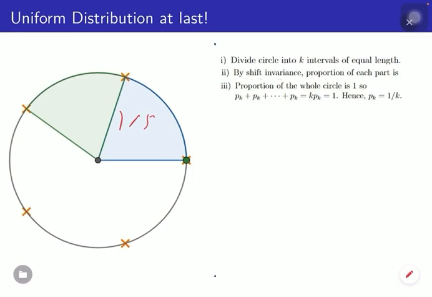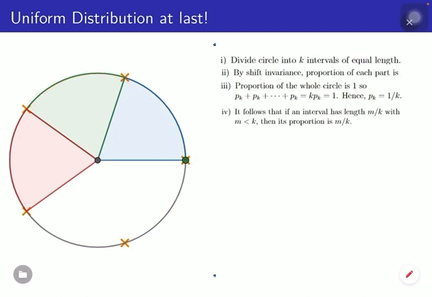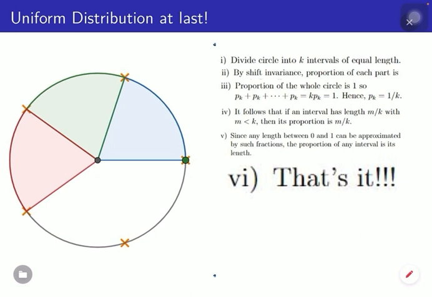But now what about the proportion of this combined interval? Well, we have 2 intervals of length 1/5, so the combined proportion is 2/5. And similarly for this, the combined proportion is 3/5. Generalizing this, we get that any interval of length m over k has proportion m over k. But that means we're done, because any length between 0 and 1 can be approximated by such a fraction, so the proportion of any interval is its length. All we have to do is wave the wand of calculus. And that's it. We're done.